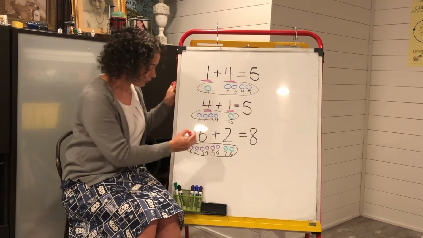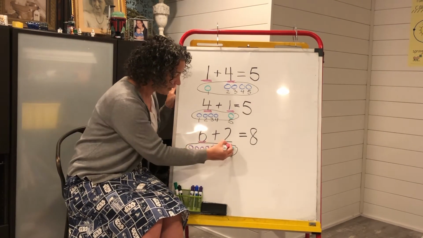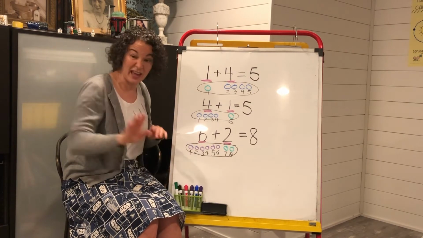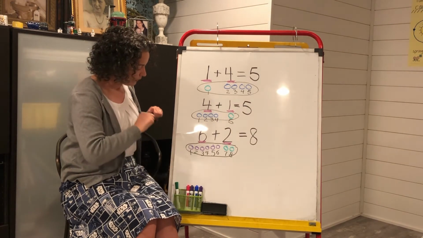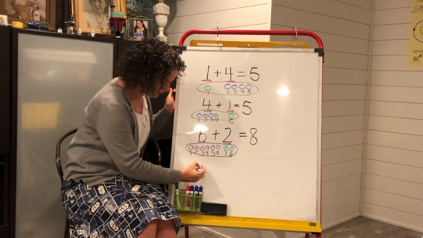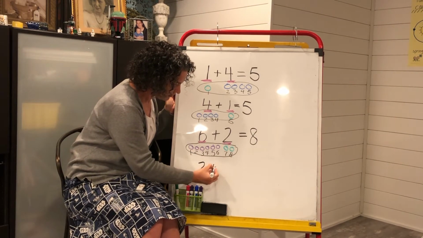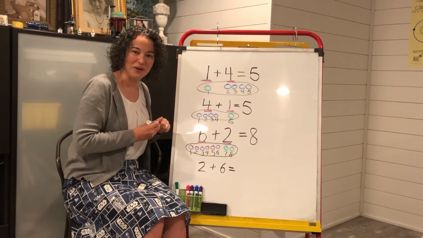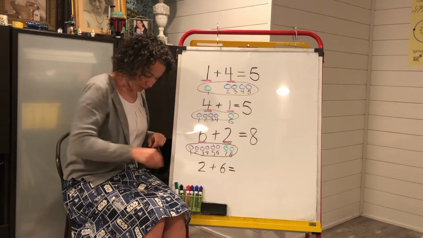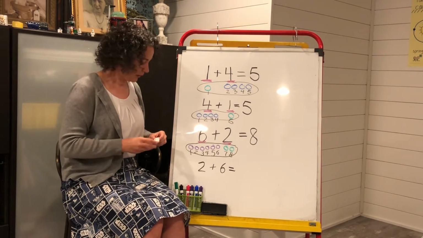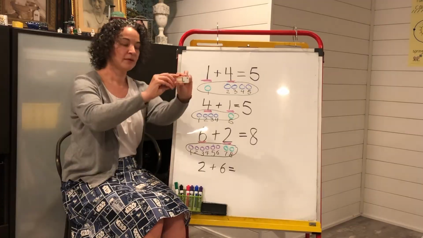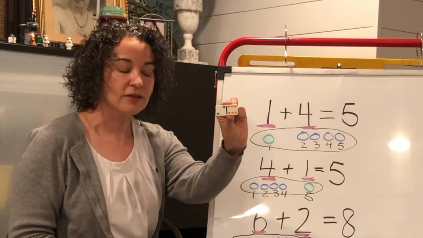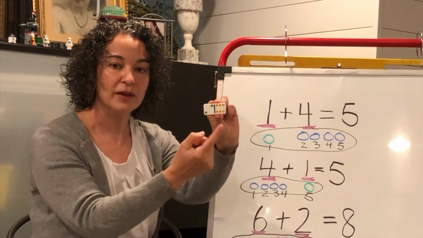So here are my addends. My addends are 6 and 2. Now, 6 is first this time, so it can't be first the next time. So we've got to say 2 plus 6 is going to equal a sum. Ooh, some of you would already know what the sum is. Fantastic. So here we go. It was 6 plus 2, and now we've changed the order of the addends, and our new equation is 2 plus 6.